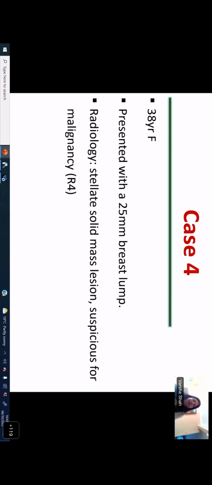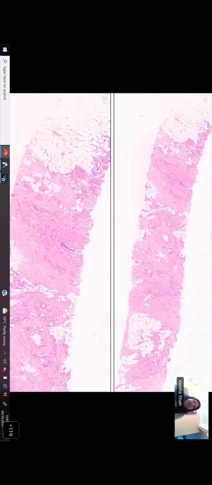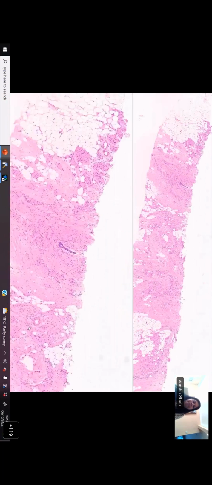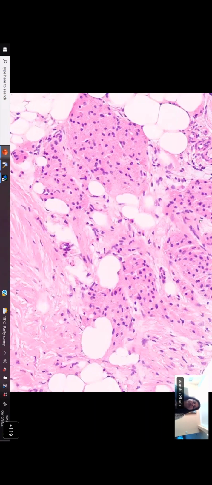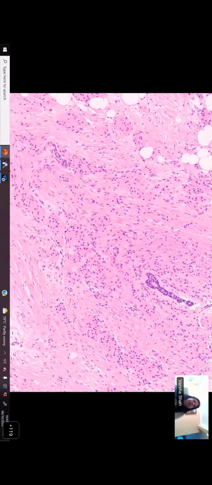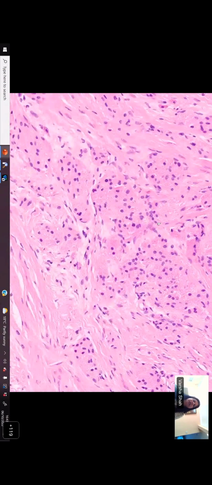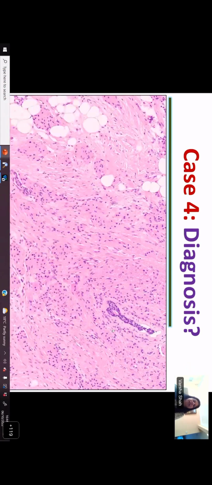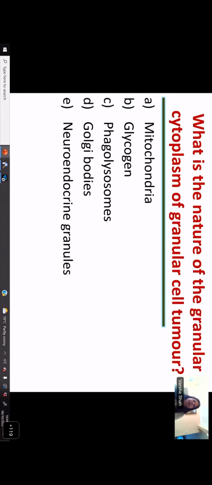So this was case 4. I didn't hear the diagnosis, but the description was perfect. It is an infiltrative lesion because you can see the margins are infiltrative, and there are nests of cells with granular cytoplasm and very round nuclei. Just one question before we go on.